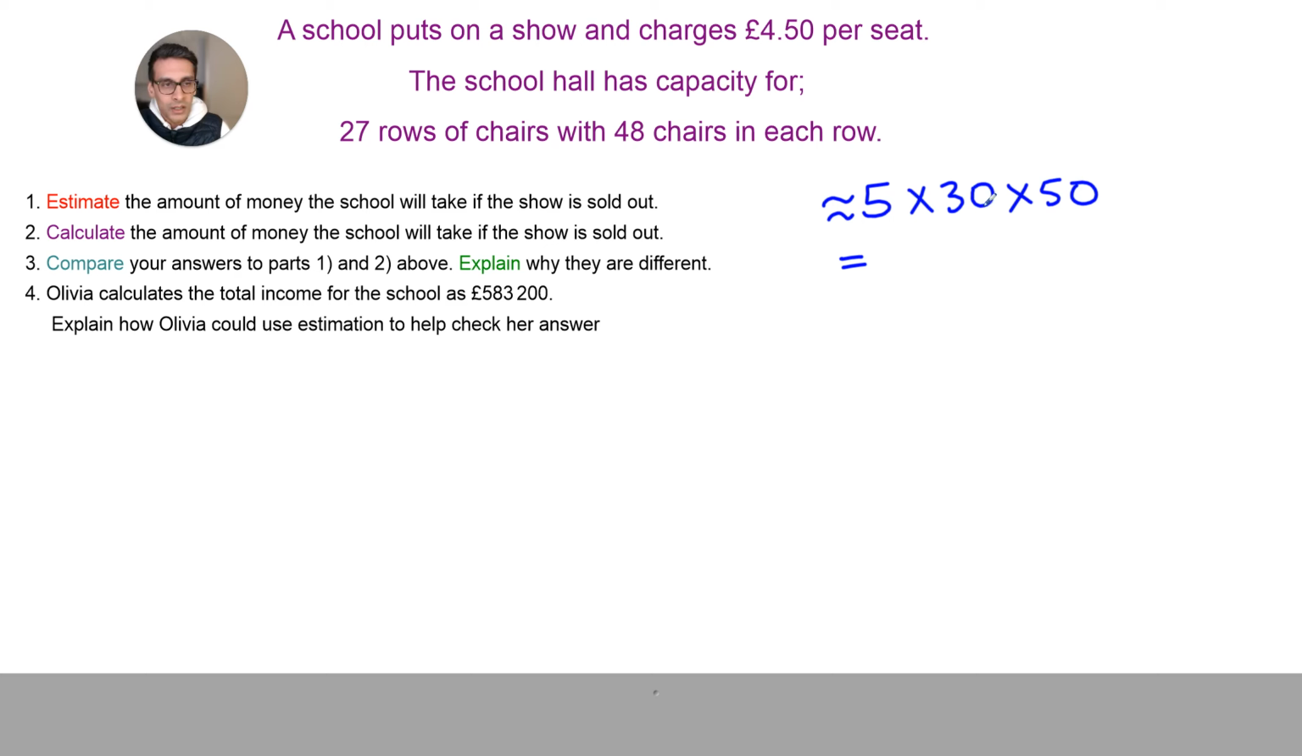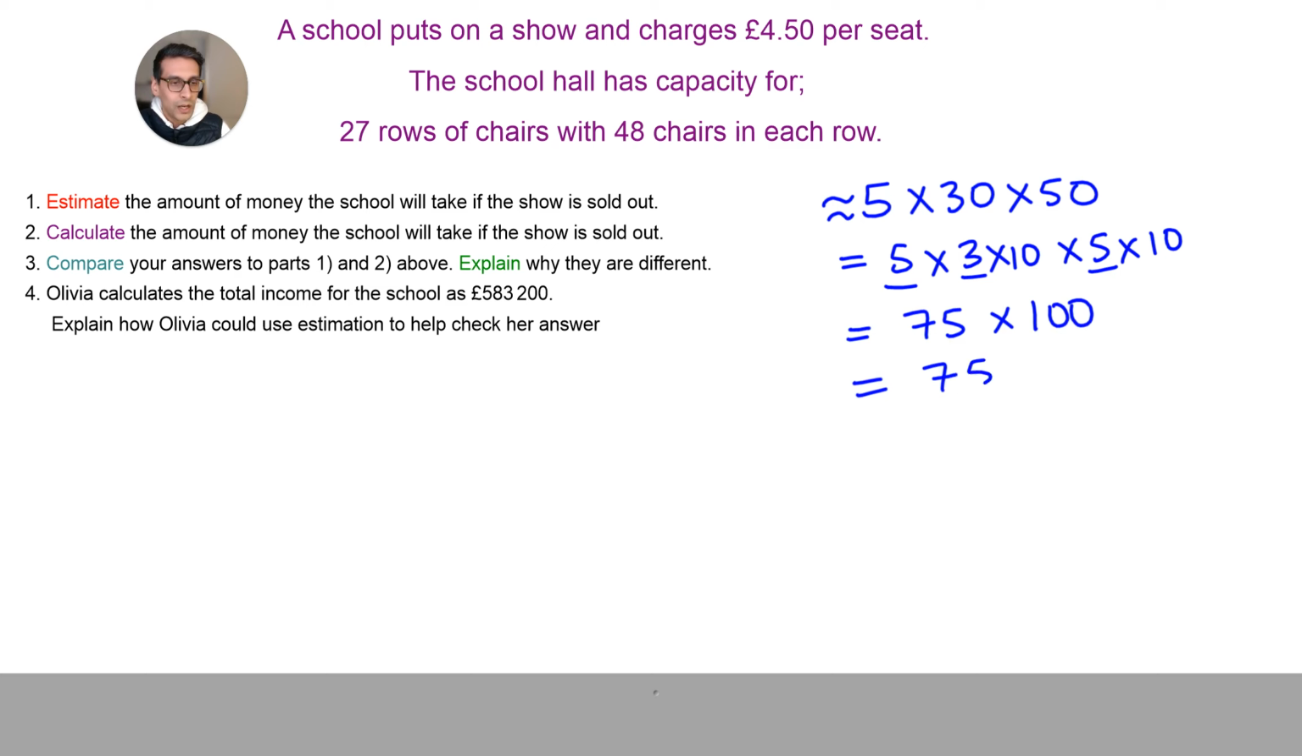So 5 times 30 times 50. So one way to do that might be to do 5 times 3 times 10 times 5 times 10. And then we're going to multiply the 5 and the 3 and the 5. So 5 times 5 is 25. 25 times 3 is 75, and then 10 times 10 is 100. So that would give us £7,500. That is our estimation for this.